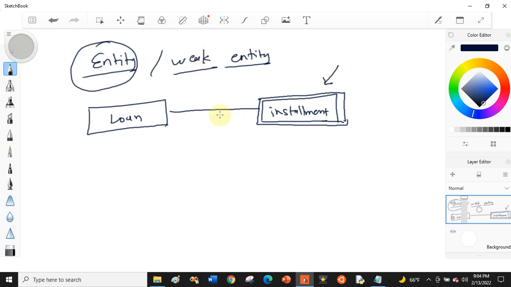So an entity which depends upon another entity is known as a weak entity. That's what a weak entity is. A loan is a strong entity. You don't have to say that this is strong, but you can just say this is an entity which is not dependent. When you get a loan, with the loan you get installments also, for 5 years installments or 2 years installments, etc. So once you finish the installments, the loan is automatically finished, right? So installment is actually dependent upon the loan. That is why installment is an example of a weak entity.